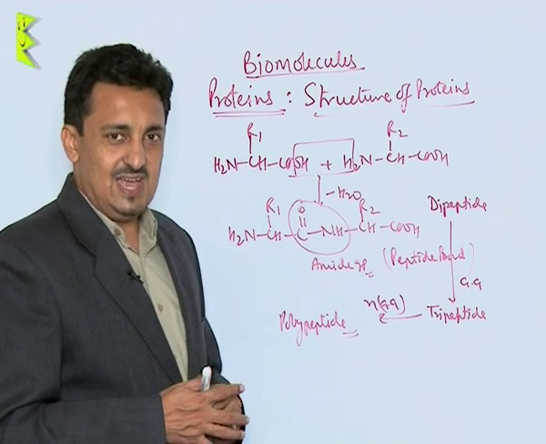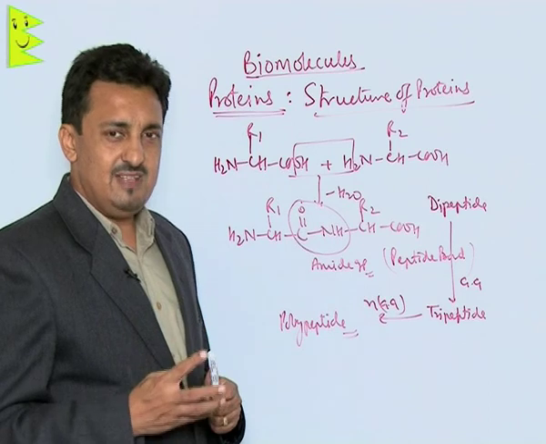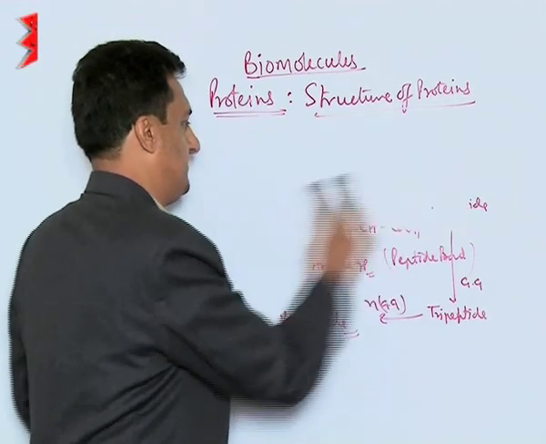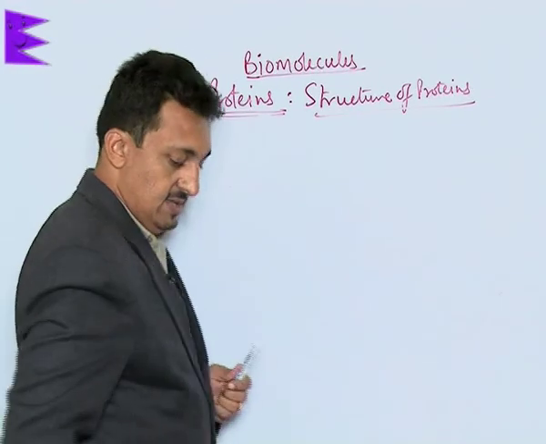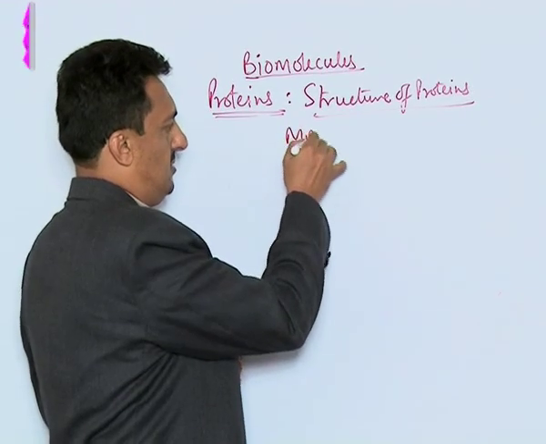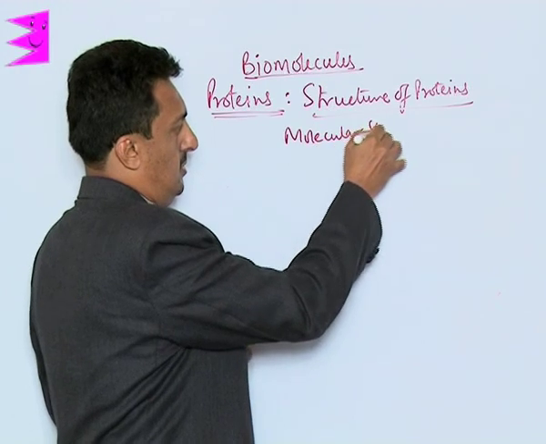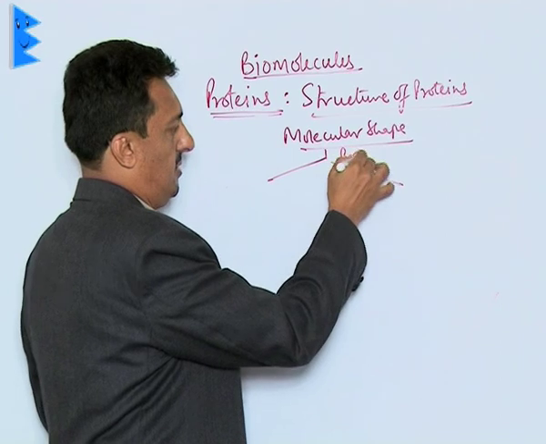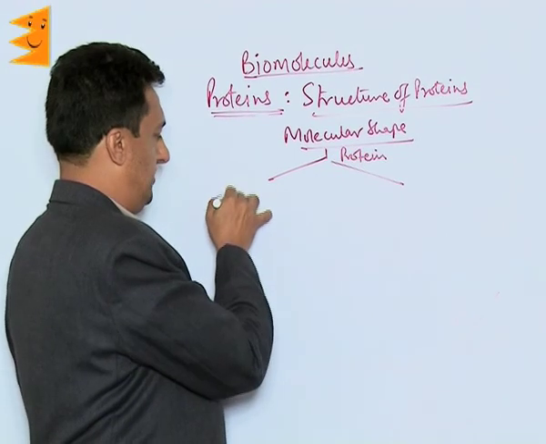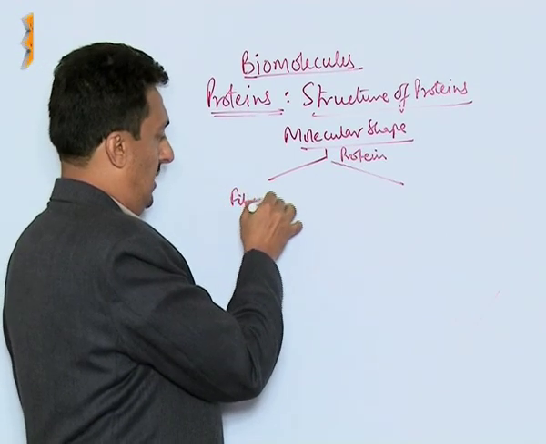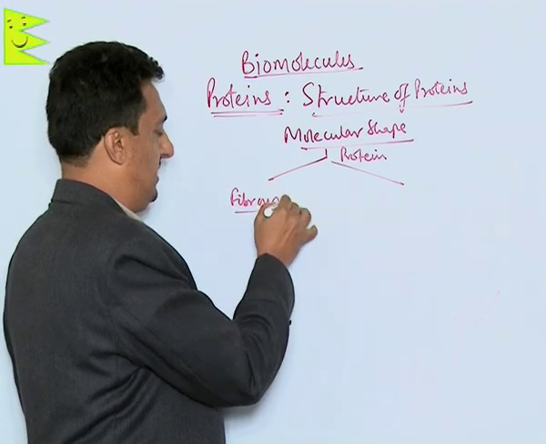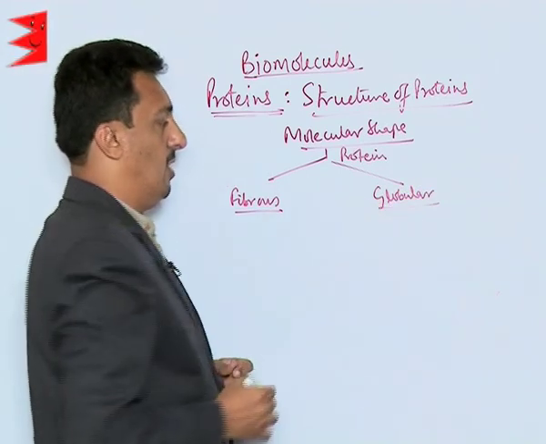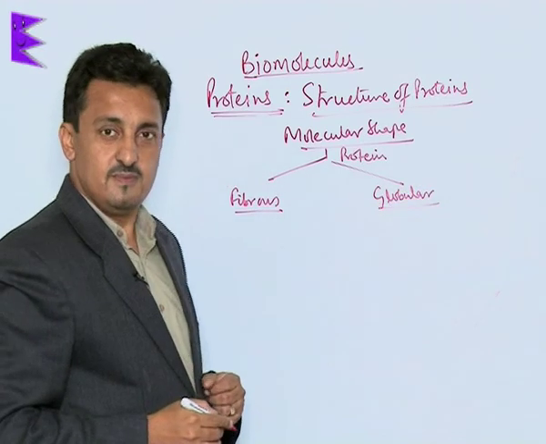Now let us understand the types of proteins. Proteins, on the basis of molecular shape, are of two types. One is called fibrous protein and the other is called globular protein.